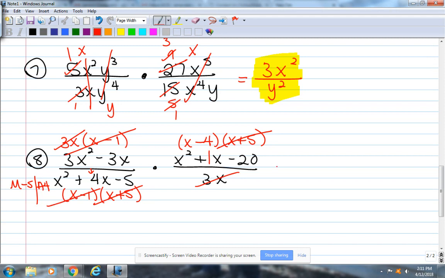So on top, I'm left with what? x minus 4. On bottom, I'm left with nothing, right? So you can say it's over 1, or you can say that's the same thing as x minus 4. You get a whole number, not a fraction. Okay? So if there's polynomials, meaning there's pluses and minuses, you need to factor.